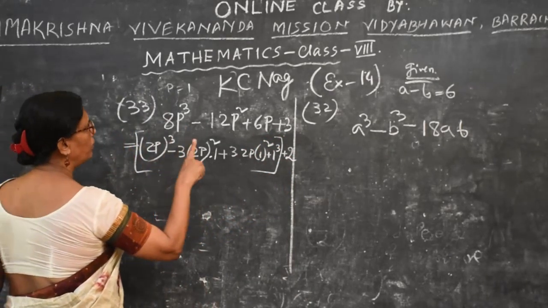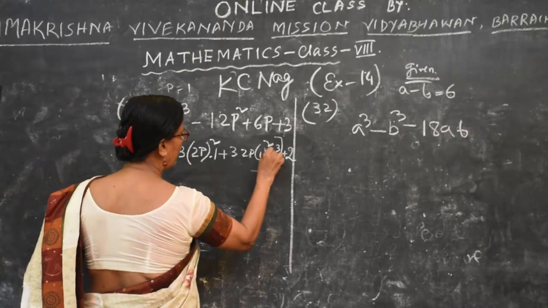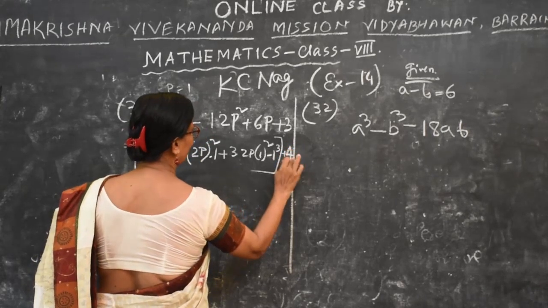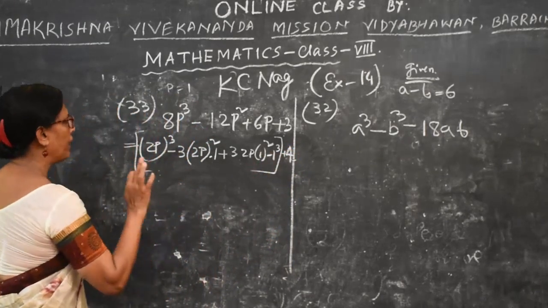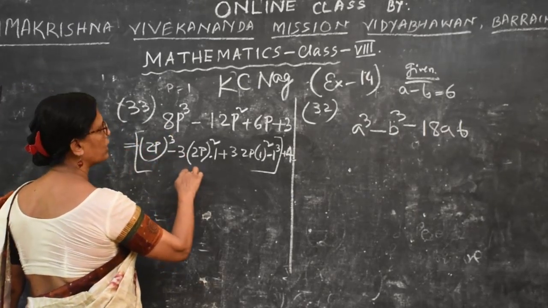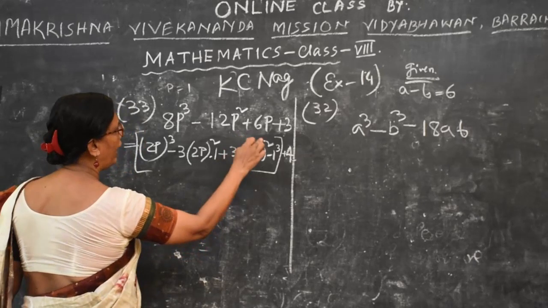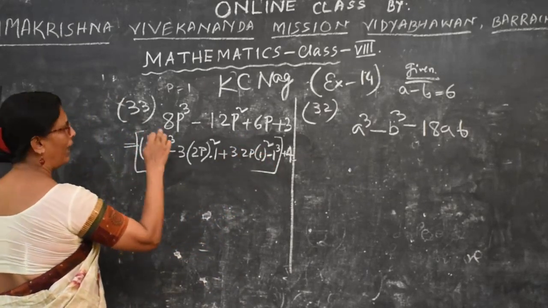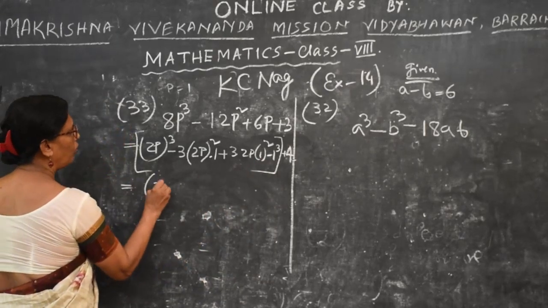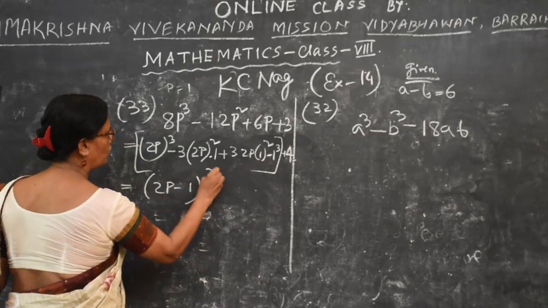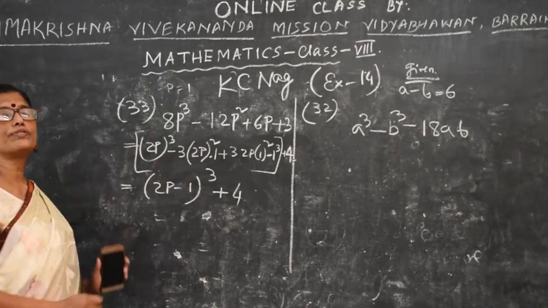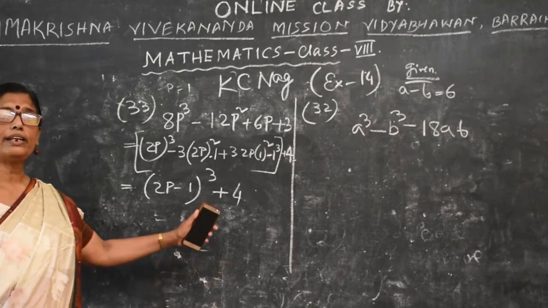It is the a cube, b cube, sorry, it is the minus, so it is the plus 4, because the formula is a cube minus 3a square b plus 3ab square minus b cube. 1 plus 1 minus 1 plus 1 minus, then the formula is 2p minus 1 whole cube plus 4. So these give the formula a minus b whole cube.